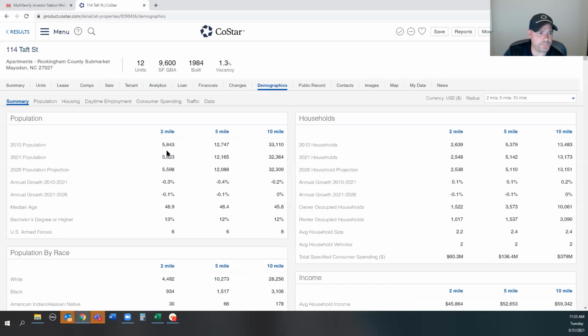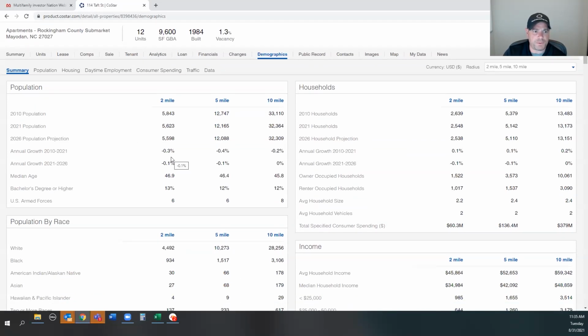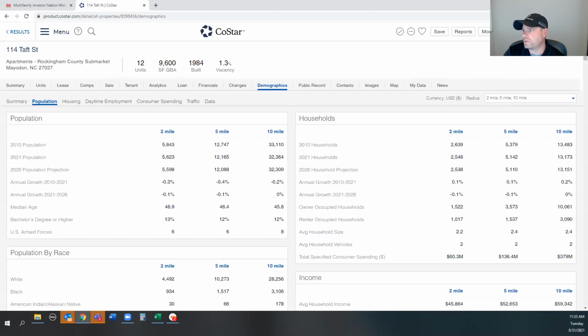Population, so we're seeing a pretty flat trend in the 2 mile radius, actually a little bit of a decline, and a little bit of decline in the 5 mile radius. So not a lot of population growth right here. So that's just an example of how you would go about checking out a submarket if you wanted to. Okay, so hopefully that's helpful there.